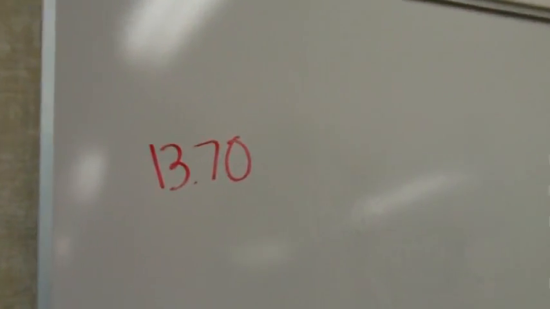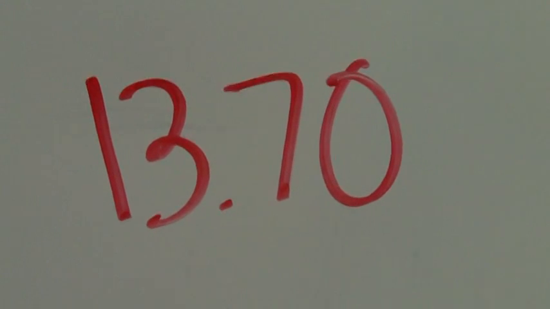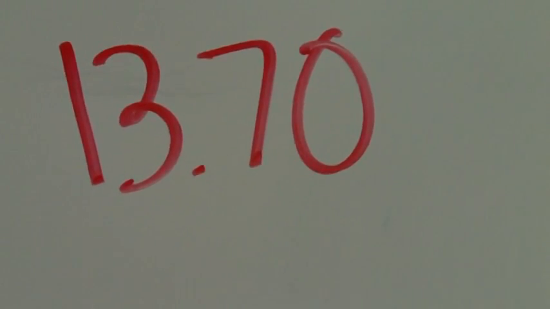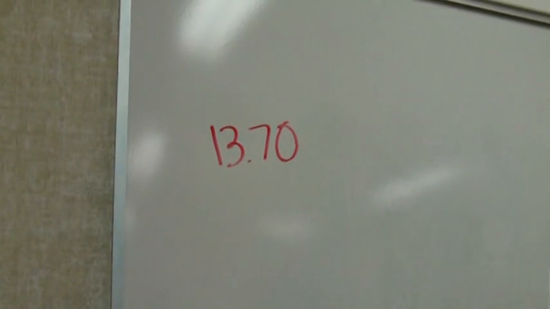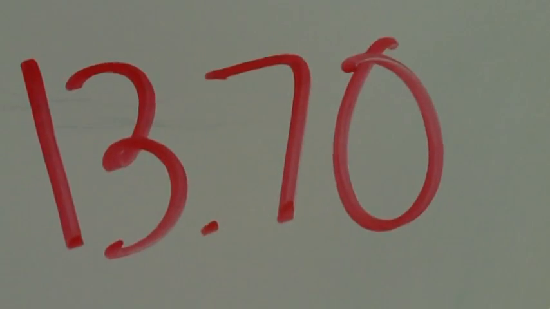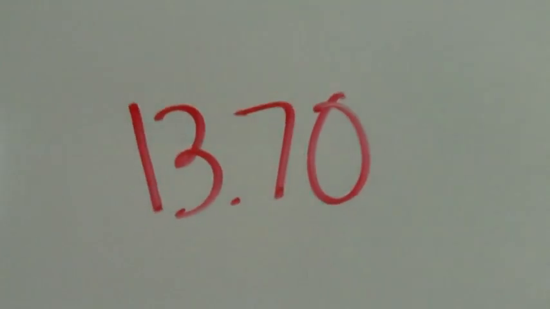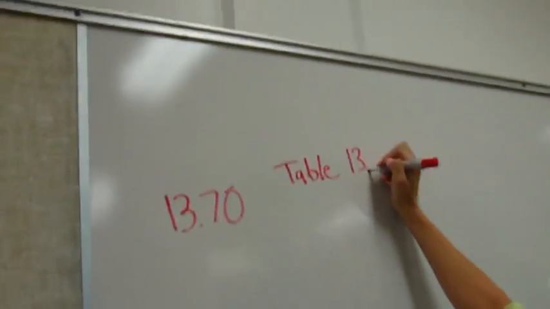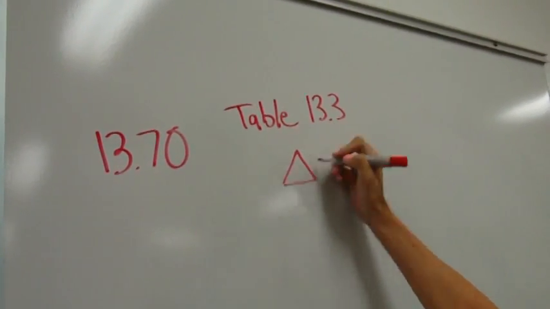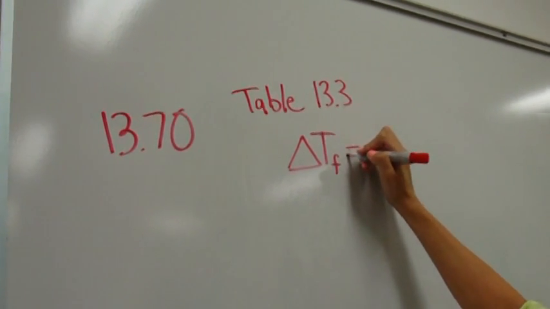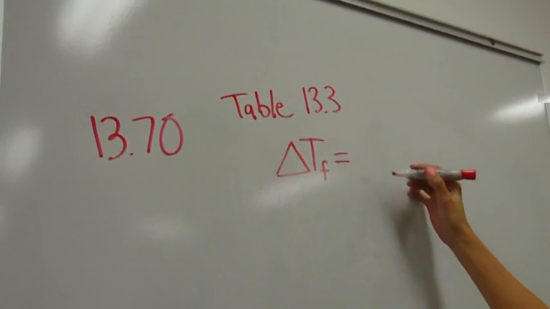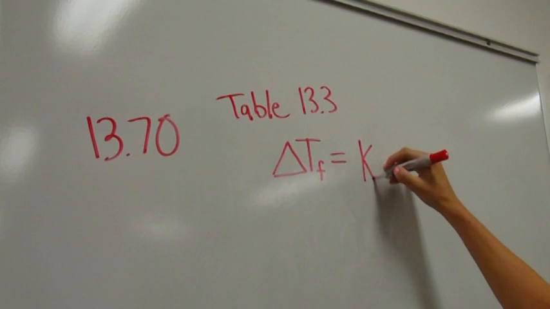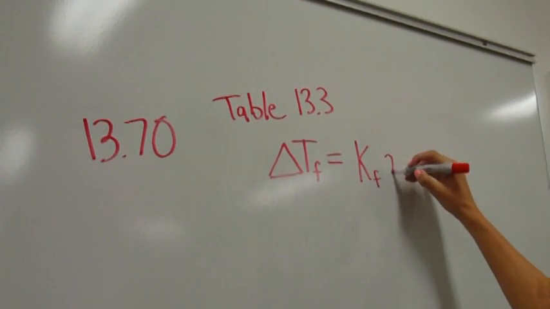All right, 13.70. What are the molecular mass and molecular formula of a non-dissociating molecular compound whose empirical formula is C4H2N, if 3.84 grams of the compound in 0.5 kilograms of benzene gives a freezing point depression of 0.307 degrees Celsius? All right, so for this problem, we are going to use values from table 13.3, and we're going to use the equation for change in freezing temperature equals the freezing point constant times molality.